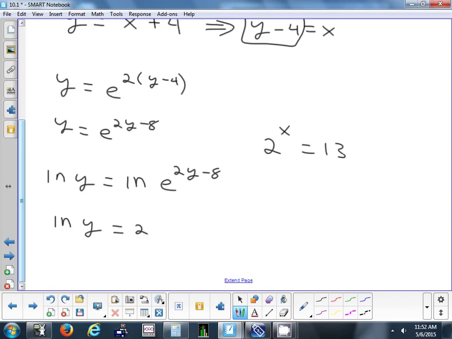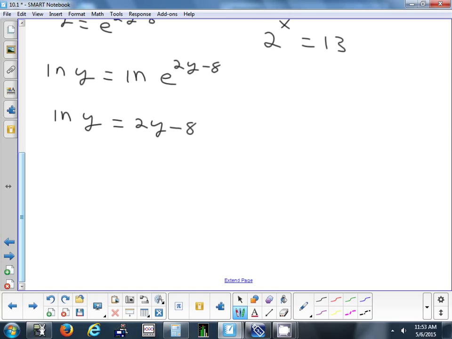equals two y minus 8. So at least we got rid of e, but now we have an ln. Any other thoughts on how we can solve that? I mean, I can get all the y's on the same side. That'd be pretty straightforward to do. Could put all the y's either on the left or on the right. Let's put them on the left.